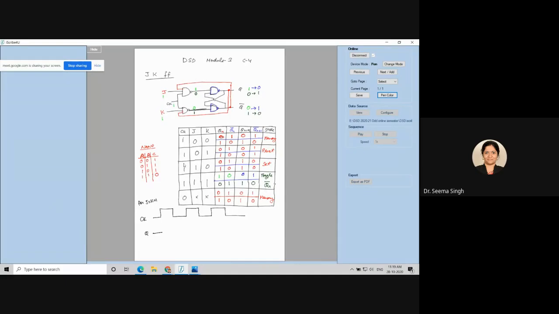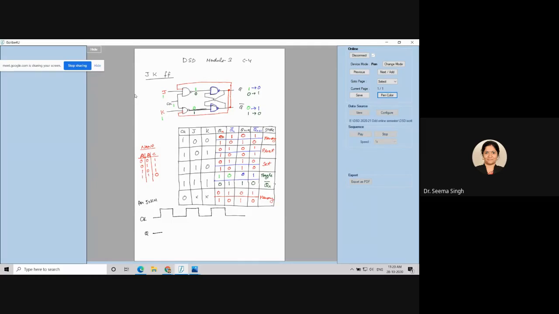The toggle part is clear that when J and K is 1 and 1, it will be changing the state from 1 to 0 and 0 to 1. Now, you will have to see that when J and K both are 1 and 1, it is changing the previous state. And this is happening because of this feedback. Because of this feedback, it is forcing one of the NAND gates to give the output as 0, which is forcing the subsequent NAND gate to make the output as 1. So this is happening for the toggle state.